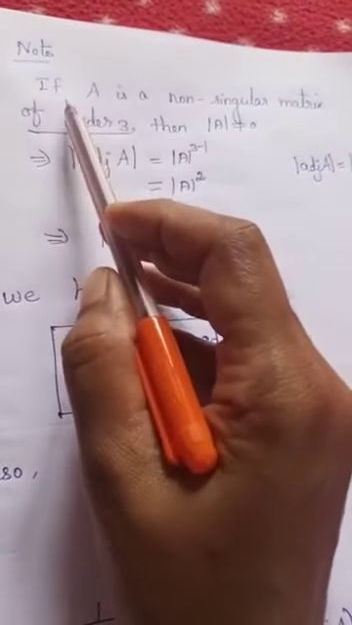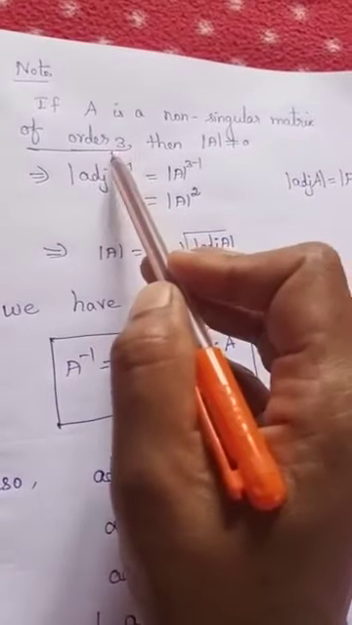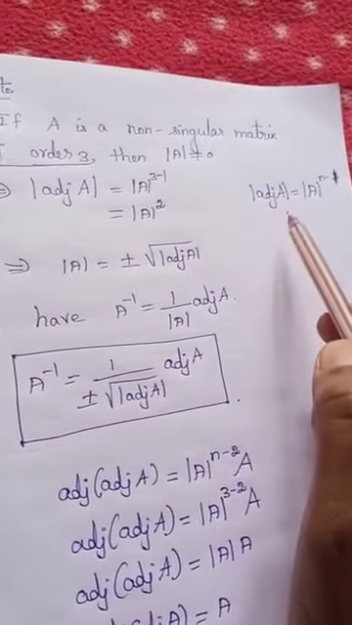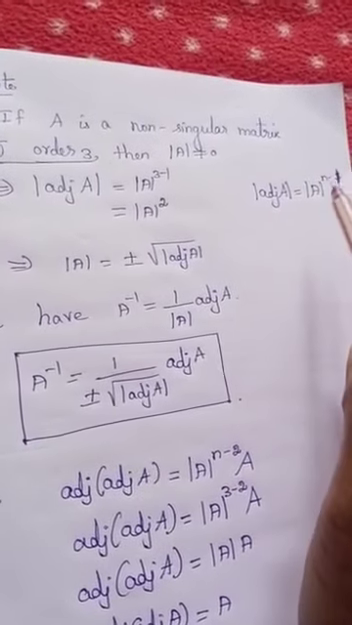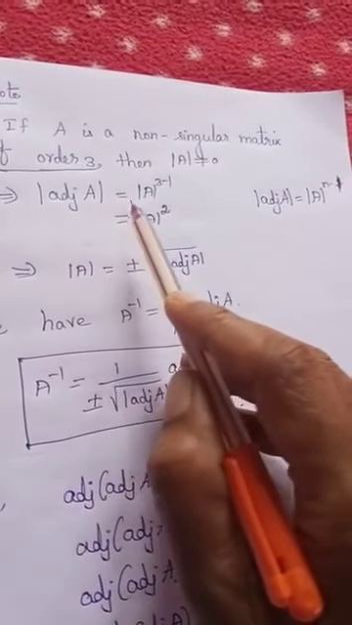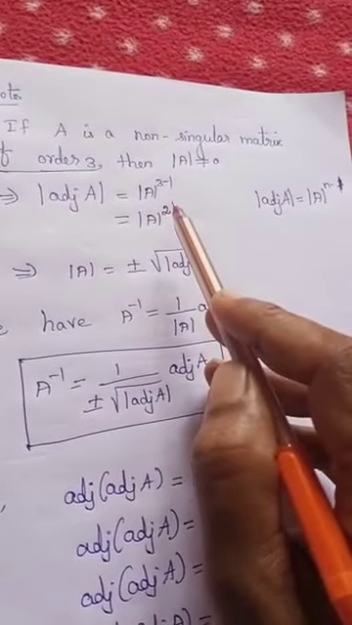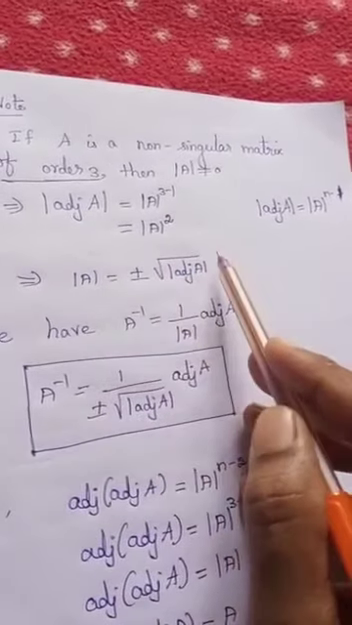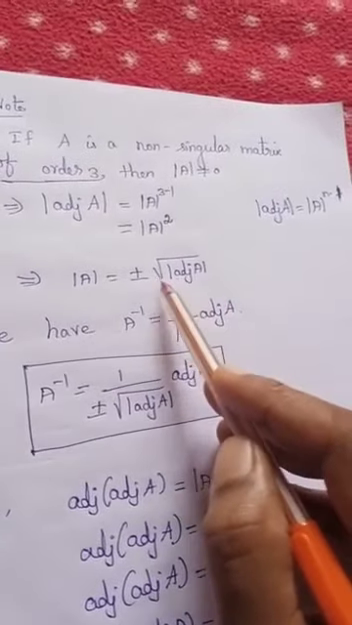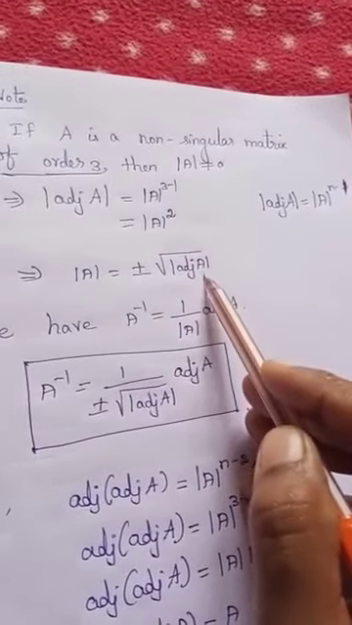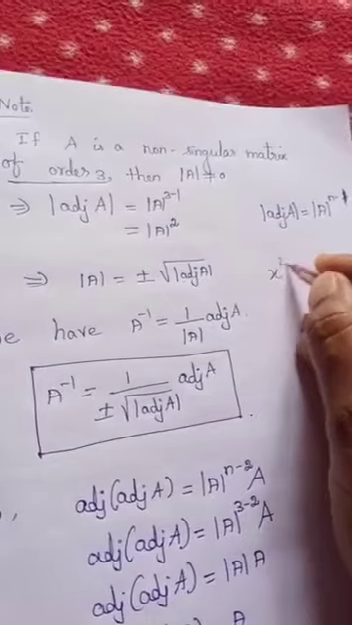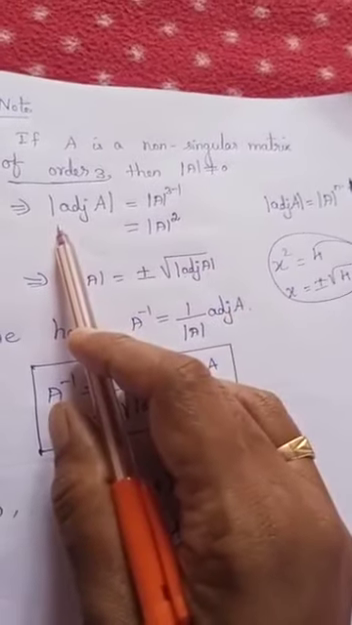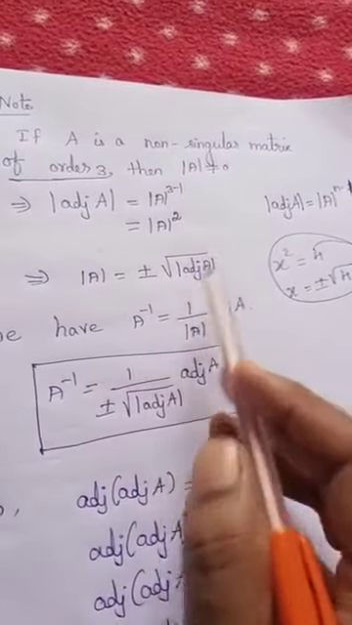Note, if A is a non-singular matrix of order 3, then what happens? We know that since it is non-singular, determinant A is not equal to 0. Just now we learned that determinant adj A will be equal to determinant A power n minus 1, where n is the order of the matrix. So as per that, determinant adj A is equal to determinant A power 3 minus 1, that is determinant A the whole square. From this, what is determinant A? Don't get confused: X square is equal to 4 means what do we write? X is equal to plus or minus root 4, right? The same thing. Determinant A the whole square is equal to determinant adj A. So determinant A is equal to plus or minus root determinant adj A.